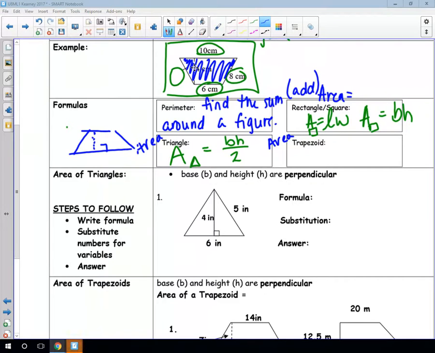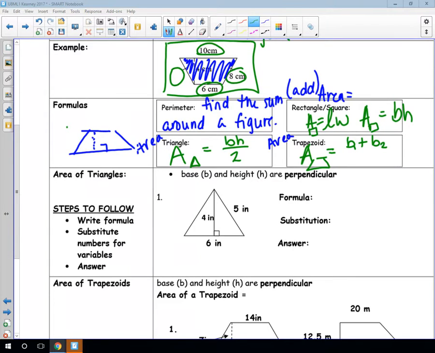So the formula for the area of a trapezoid, let me just draw a quick little picture of a trapezoid, is basically, guys, the same thing as a triangle. The only difference is we don't just have one base. We have two bases. So you're going to basically take your area of a triangle formula, and instead of just having one base, you're going to have two. So we're going to add those up. We're finding the average of those two.